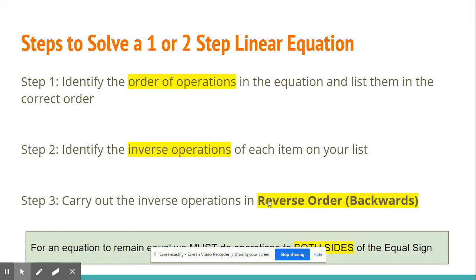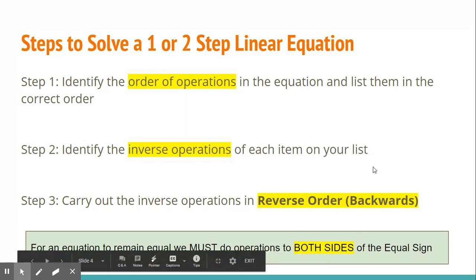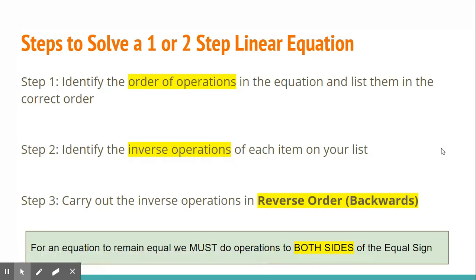To solve 1- and 2-step equations, we have 3 steps. Step 1 is to identify the order of operations in the equation and list them in the correct order. Then, once we know the operations, step 2 says to identify the inverse operation of each item on that list. So we're going to find the order of operations and then we're going to find those inverse operations. Step 3 is when we're actually doing the math. Step 3 says carry out the inverse operations in reverse order. And we're going to talk about what that means in just a moment.